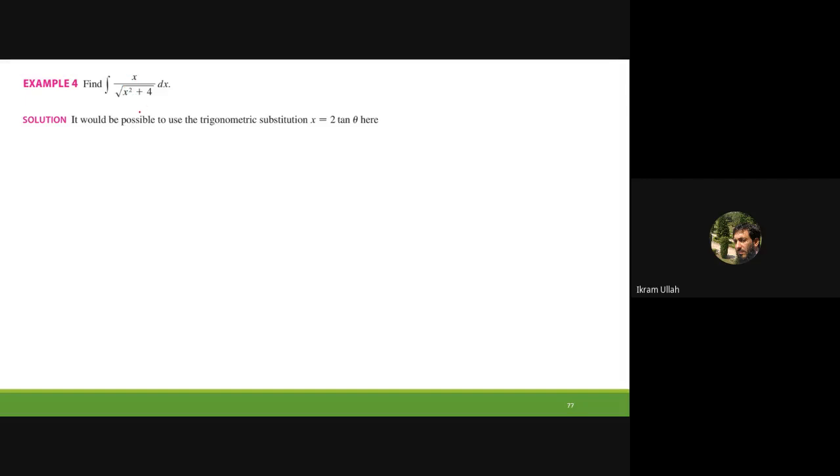So it would be possible to use the trigonometric substitution x equal to 2 tangent theta, because this comes in the form x square plus a square. So what is a here? A square is 4, so a is equal to 2. We substitute x is equal to 2 tangent theta here, but the direct substitution u is equal to x square plus 4 is simpler. It can also be done by direct substitution, and also by this method.